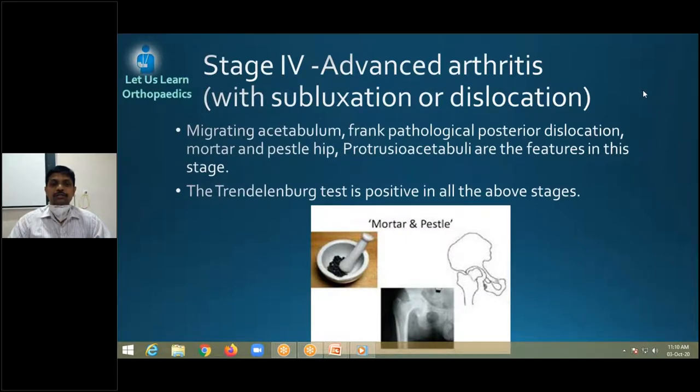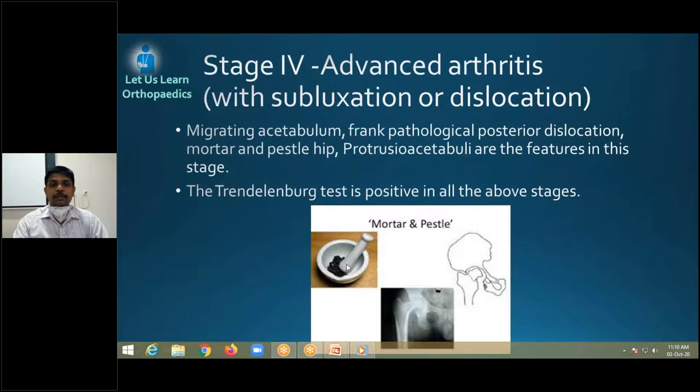So there is total destruction of the femoral head along with the acetabulum. In advanced arthritis with subluxation or dislocation, the common things are the migrating acetabulum, frank pathological posterior dislocation of the hip, mortar and pestle hip, and protrusio acetabuli, which are the features in this stage. So this is a late sequela of stage 4 or advanced arthritis, and the Trendelenburg test is positive in all the above stages.